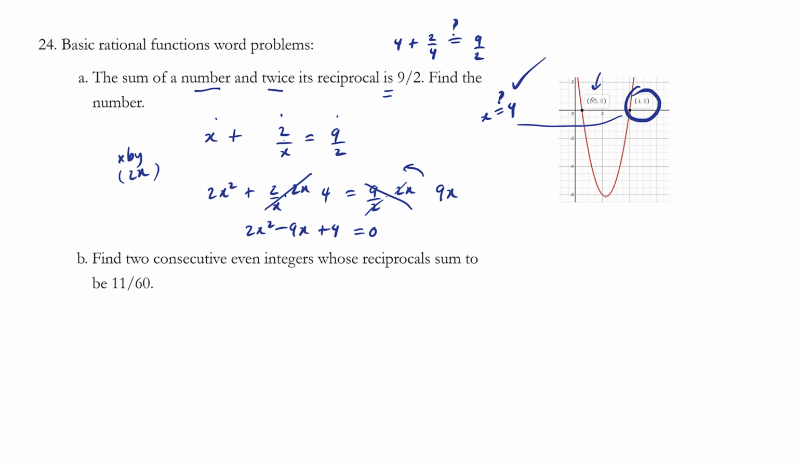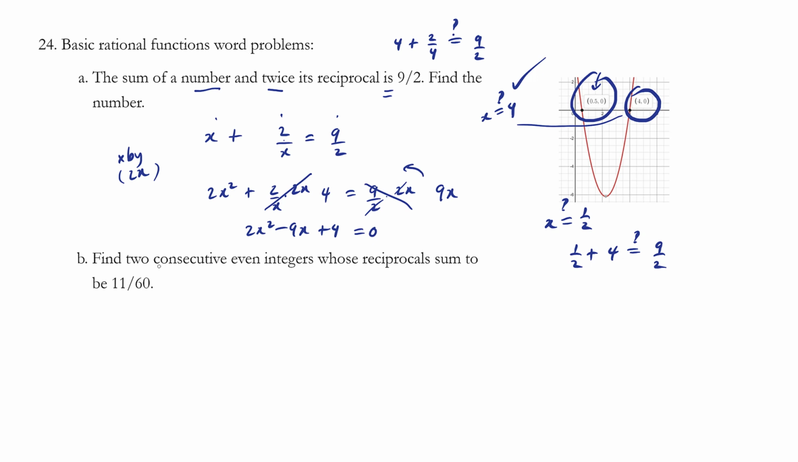Let's try 1/2, which is also 0.5. Does x equal 1/2? The sum of a number, we'll call it 1/2, and twice its reciprocal. The reciprocal is going to be the flipped version, which is 2 over 1, which is 2. So twice of it would be 4. 2 times 2 is 4. Equals, question mark, 9 over 2. And the answer is yes. So we actually have 2 possible answers.